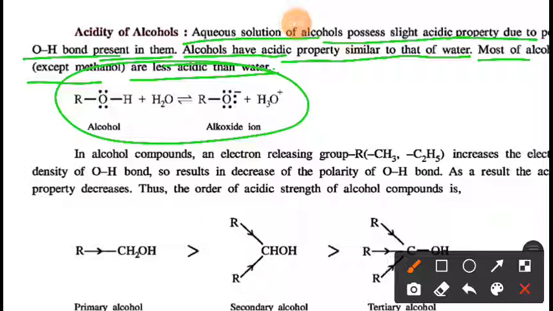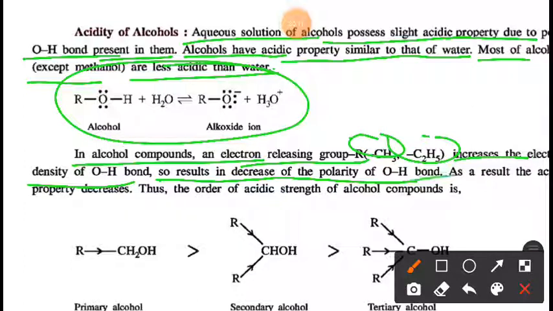Now in the alcoholic compound, the electron releasing group, which is RCH3 or RC2H5, increases the electron density of the OH bond, resulting in a decrease in the polarity of the OH bond. As a result, the acidity property decreases.